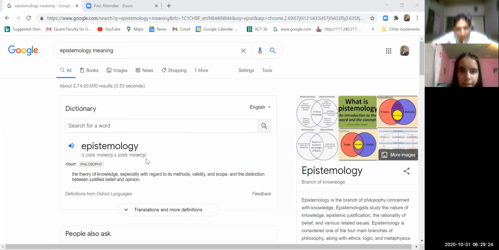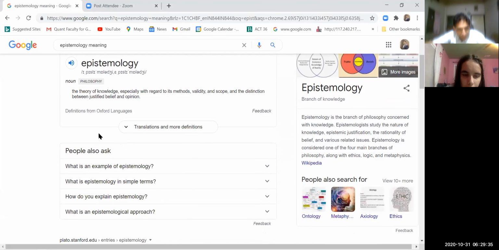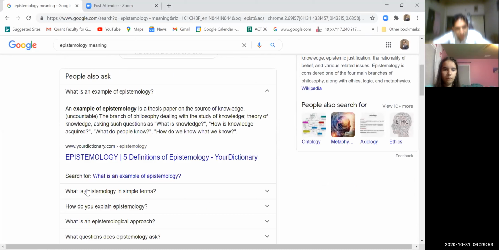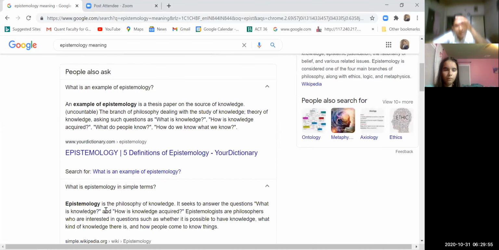Yeah, now I do. So it says the theory of knowledge, especially with regard to methods, validity, and scope, and the distinction between justified belief and opinion. The example of epistemology is a thesis paper on the source of knowledge, the branch of philosophy dealing with the study of knowledge. Theory of knowledge asking such questions: what is knowledge? How is it acquired? All these questions. So epistemological is like originality of something.